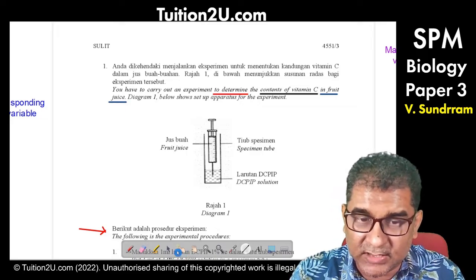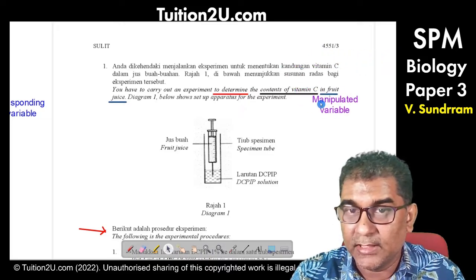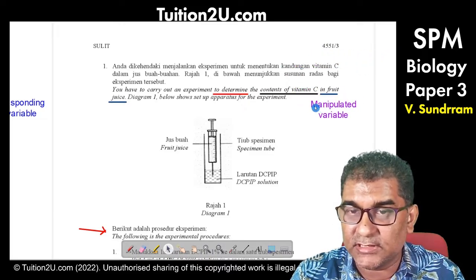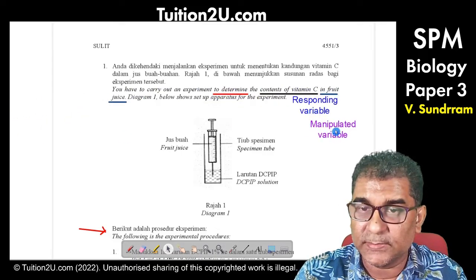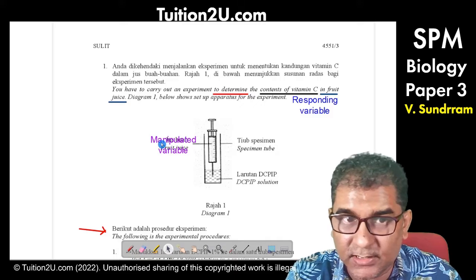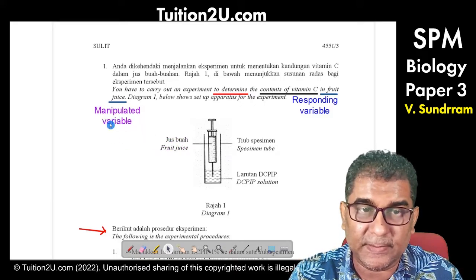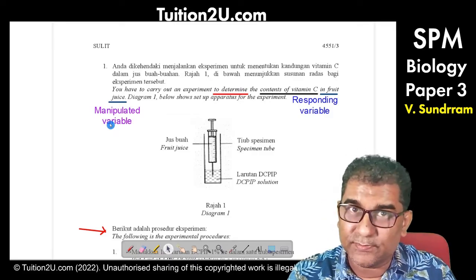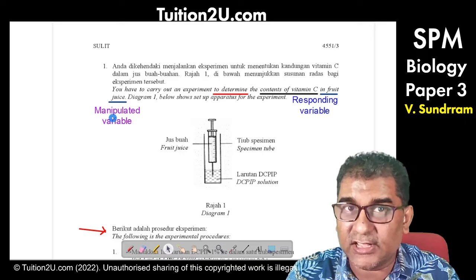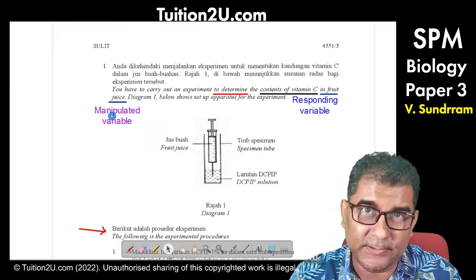So the sentences that I've underlined are giving me information that the contents of vitamin C is the responding variable, whereas the fruit juice is supposed to be the manipulated variable. So we are going to use different types of fruit juice, that is the manipulated variable. The contents of vitamin C is the responding variable.